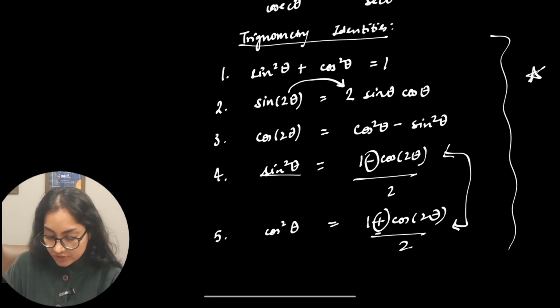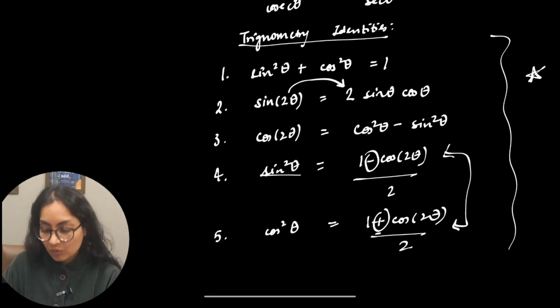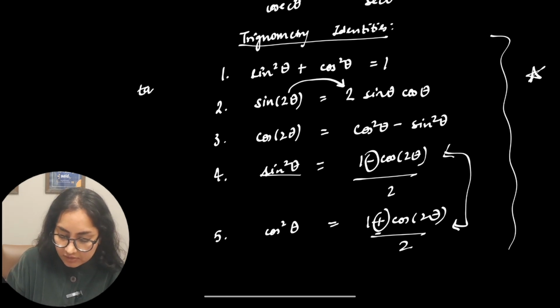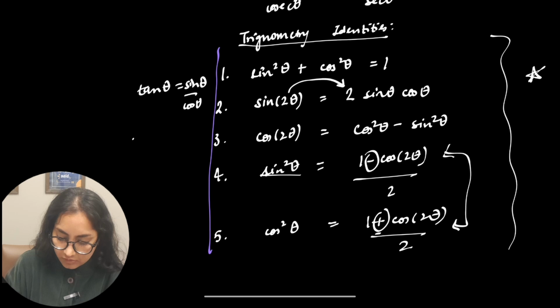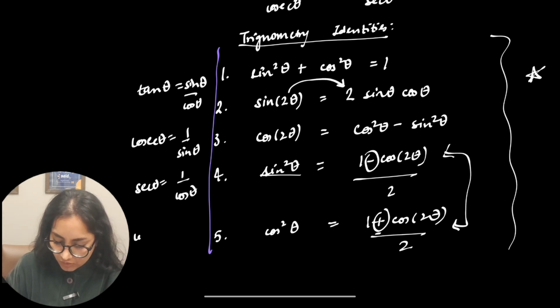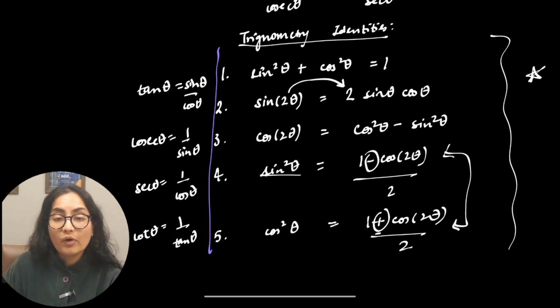And I haven't written any identity with tangent, cosecant, secant and cot because tangent theta is sine theta divided by cosine theta, and cosecant theta is the inverse of sine theta, secant theta is the inverse of cos theta, and cot theta is the inverse of tan theta. So if you know all these 5 quantities, you can write these in terms of them.